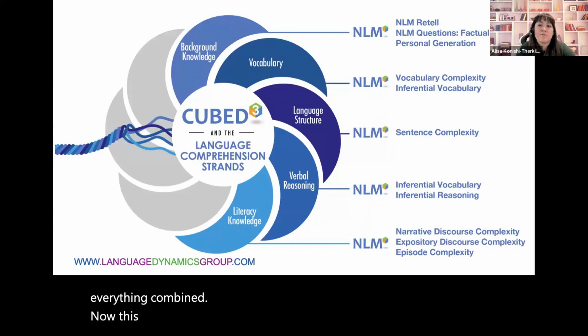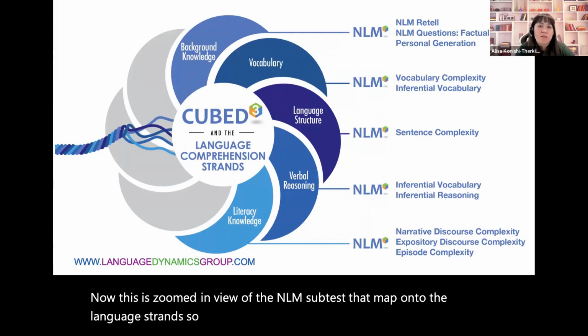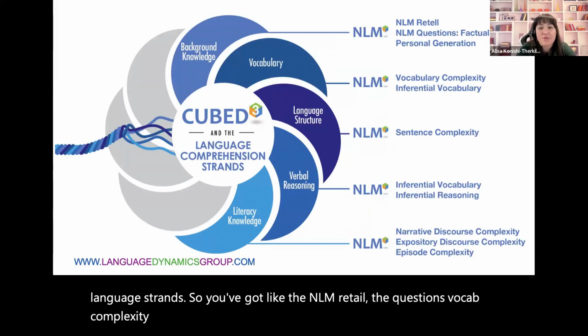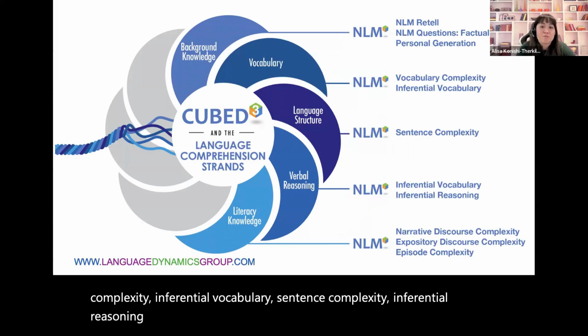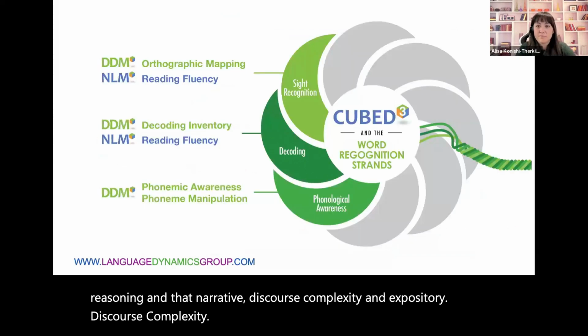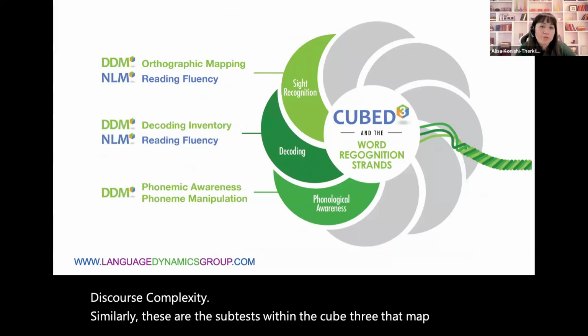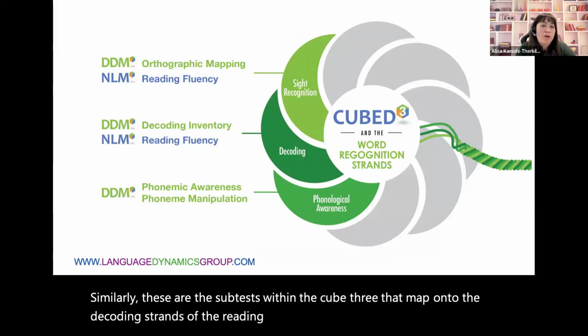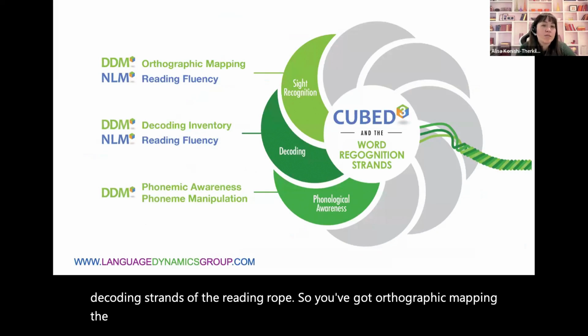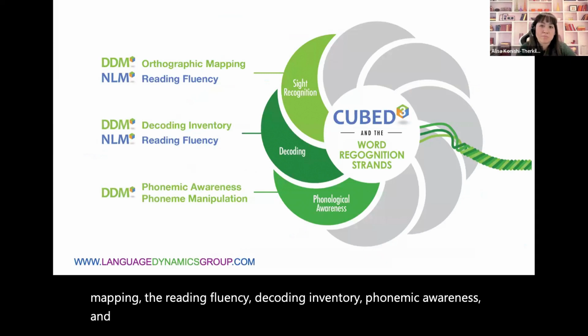Now this is a zoomed in view of the NLM subtests that map onto the language strands. So you've got like the NLM retell, the questions, vocab complexity, inferential vocabulary, sentence complexity, inferential reasoning, and then narrative discourse complexity and expository discourse complexity. Similarly, these are the subtests within the Cubed 3 that map onto the decoding strands of the reading rope. So you've got orthographic mapping, the reading fluency, decoding inventory, phonemic awareness, and phoneme manipulation.